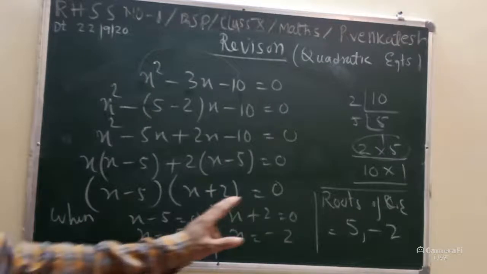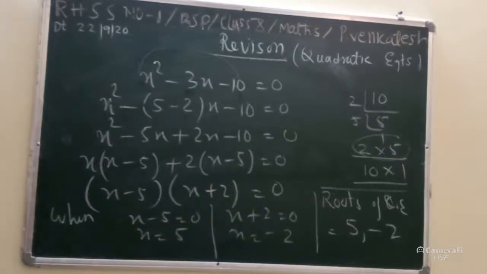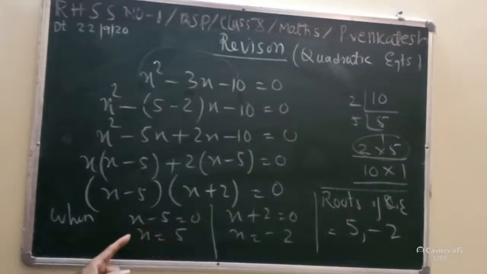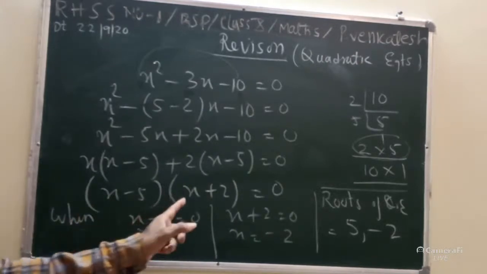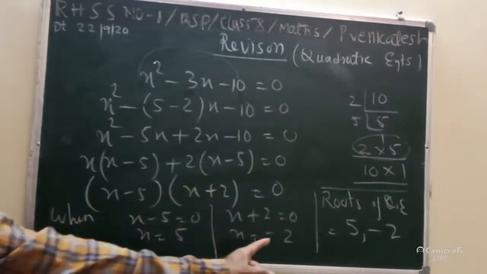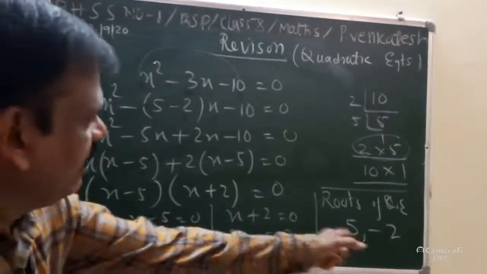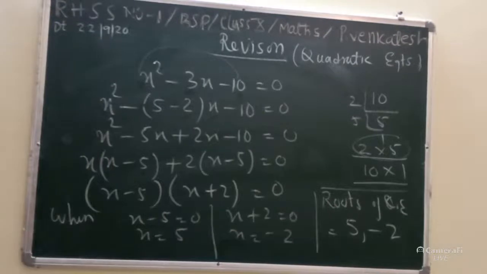Now the product of these two is equal to 0. So we have to take either of them to be 0. When x minus 5 equal to 0, x equal to 5. And when x plus 2 equal to 0, you're getting x equal to minus 2. So you can say the roots of the quadratic equation are 5 and minus 2.